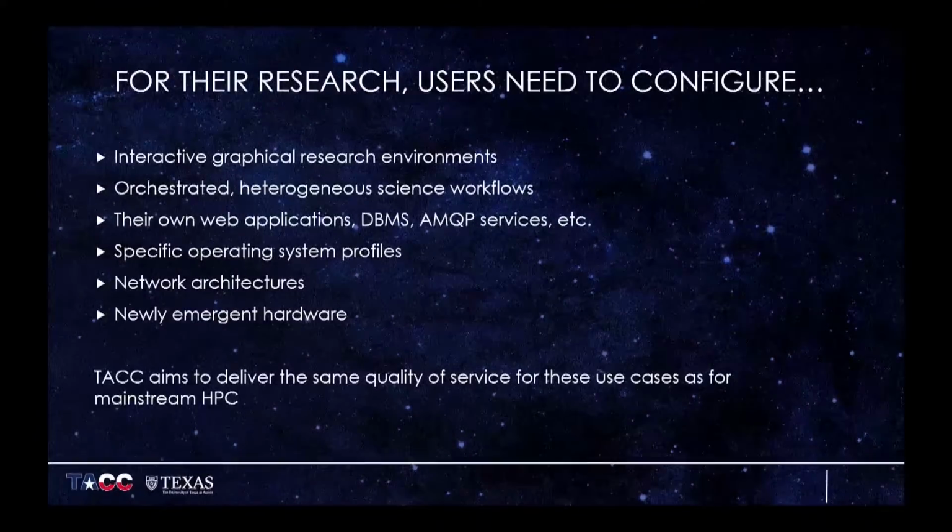So from our point of view, we had a lot of researchers who came to us and had specific needs that we couldn't necessarily meet on our large production systems that are supporting a wide range of applications and a lot of users. Those are general purpose platforms. We had folks who wanted to do interactive graphical research environments, orchestrated heterogeneous science workflows, their own web applications. They just wanted some web servers that they could use to submit and run jobs, science gateways and so forth. They may have wanted specific operating system profiles or network architectures, or they may want to access newly emergent hardware that we're not quite ready to put into production systems.